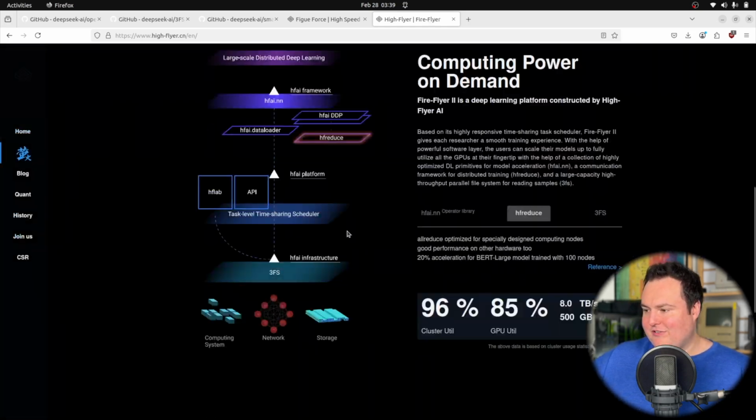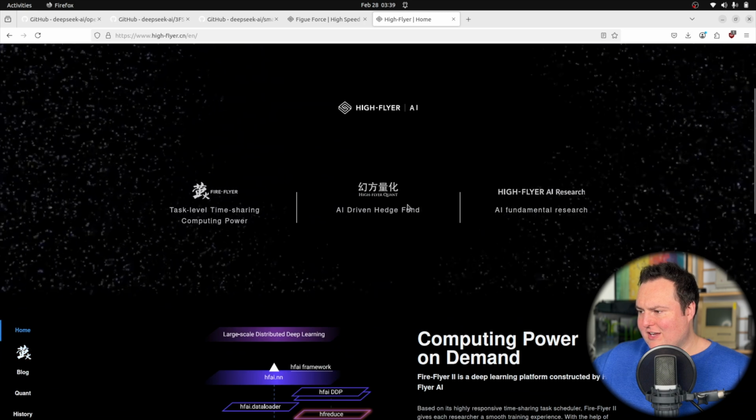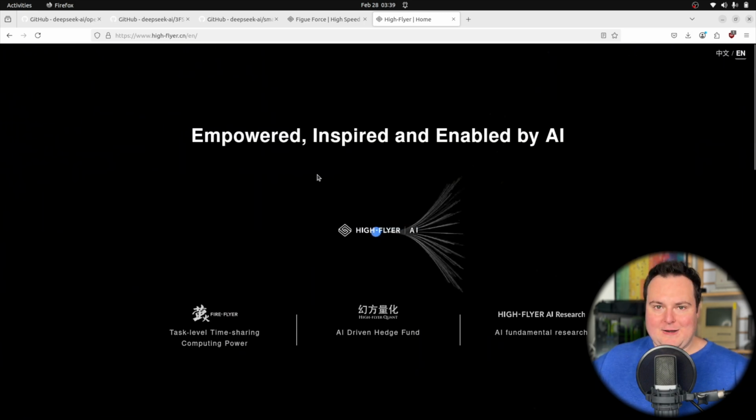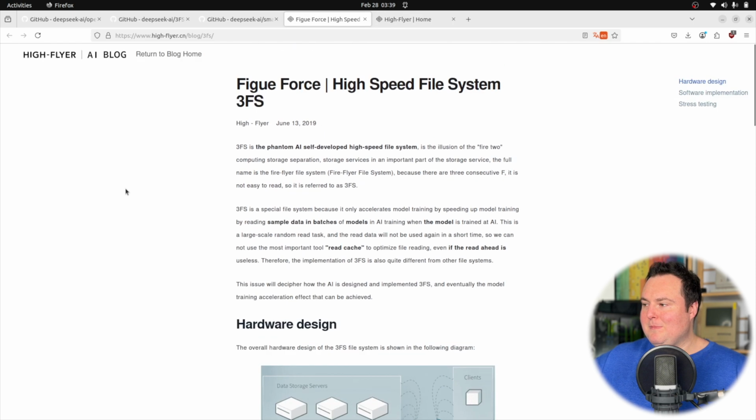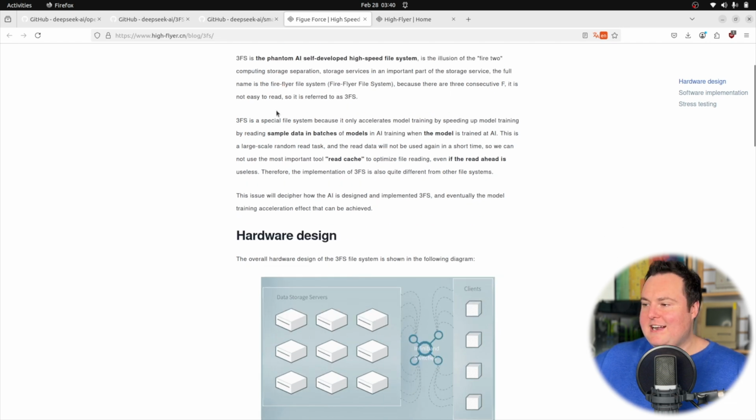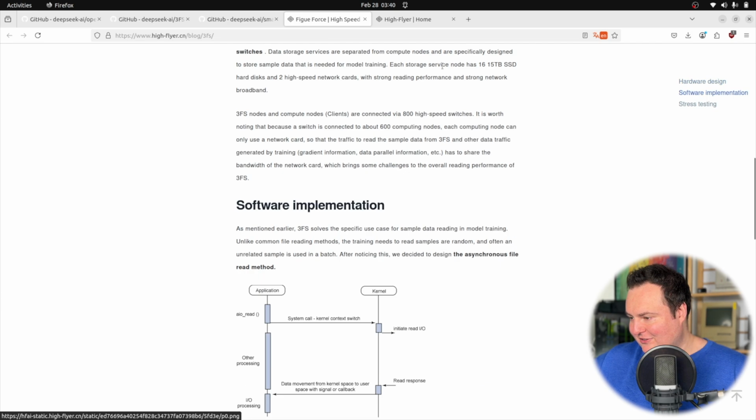It's actually kind of interesting to see. There's some history stuff somewhere here. They talk about the first trade that they made with AI and things of that sort. So it is very interesting, but we can see that 3FS is mentioned here from June of 2019. And it talks about it being a special file system because it accelerates model training, and then more technical implementation aspects of this.